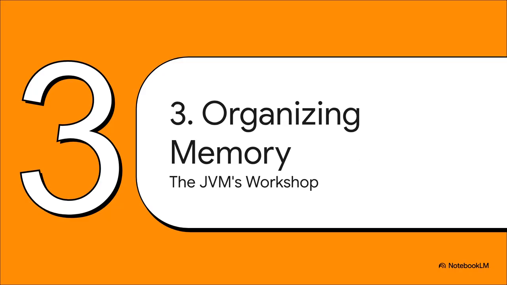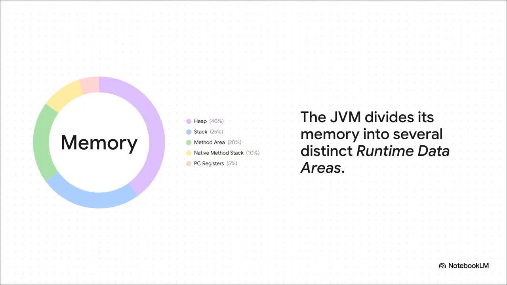Okay, the code is loaded. So, where does it all go? Let's step inside the JVM's workshop. This is where it meticulously organizes everything it needs into different memory areas to keep the whole operation running like clockwork. So inside, the JVM carves up its memory into a few key sections, often called the runtime data areas. And just so you know, this chart is just a concept. These sizes aren't fixed, they're always changing.